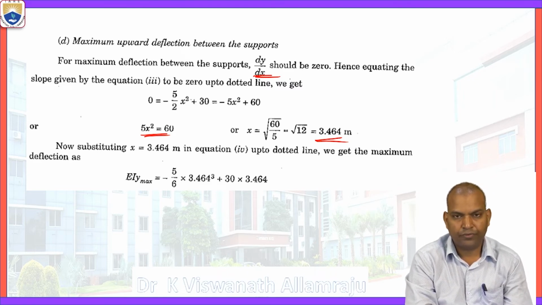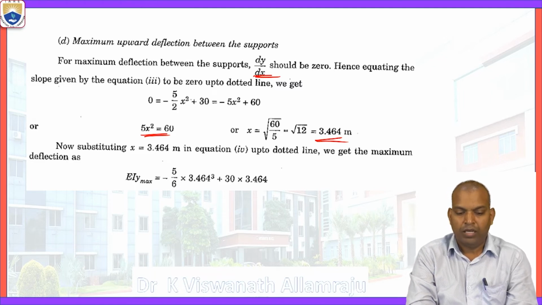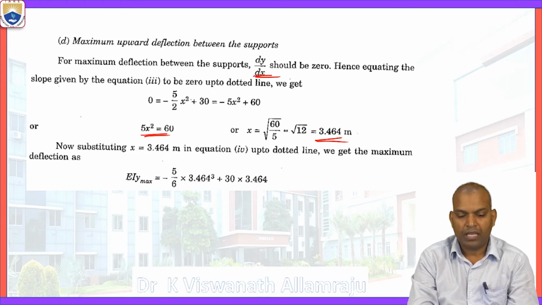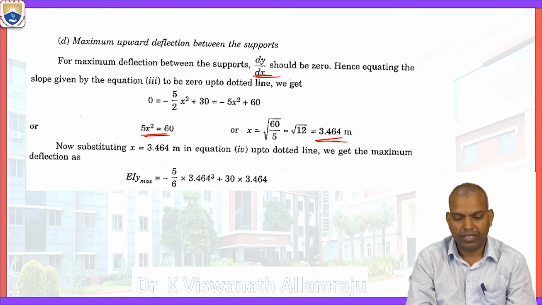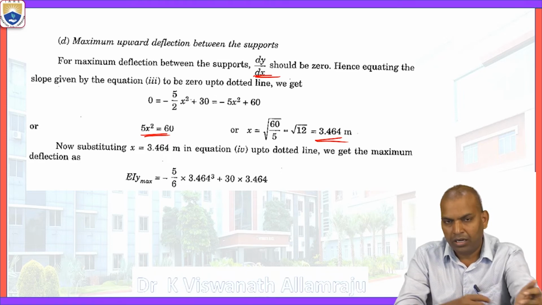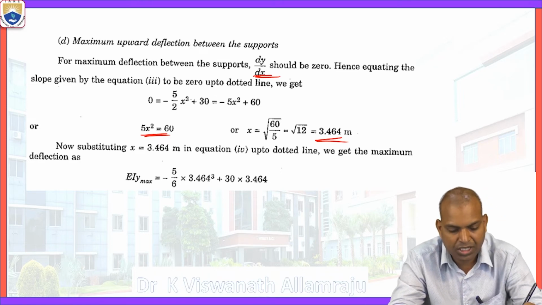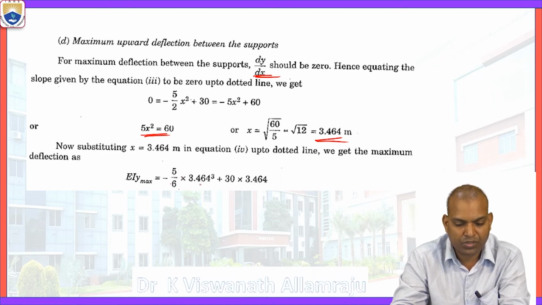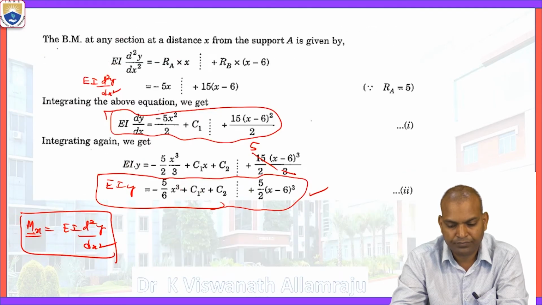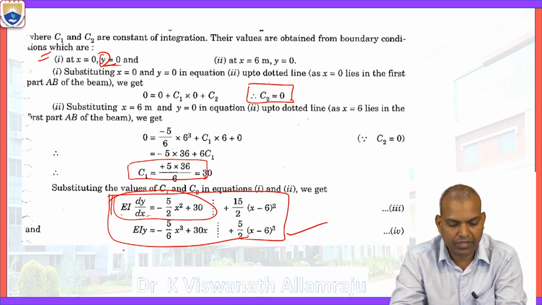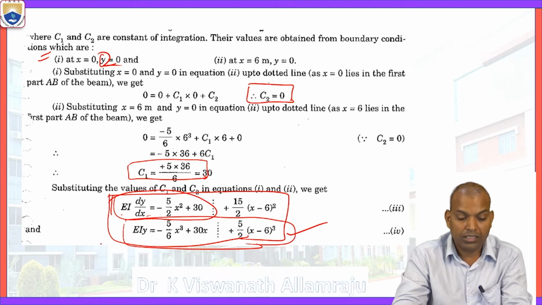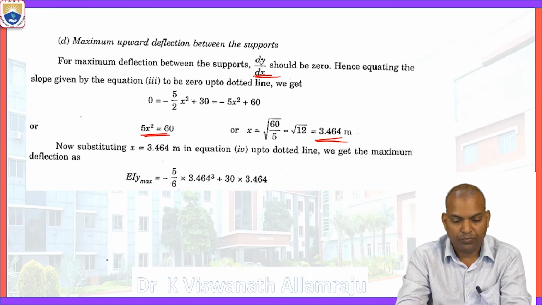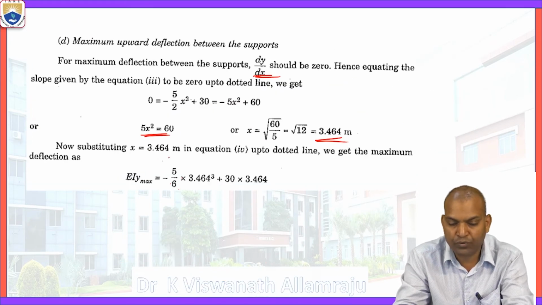Okay, 3.464 meters. Now, substituting this 3.464 meters in the place of where? In the slope and deflection equation, that is EI times y maximum equal to minus 5 by 6 times... What is the fourth equation? Equation 4. This is equation 4. In equation 4, the value of x is 3.464.